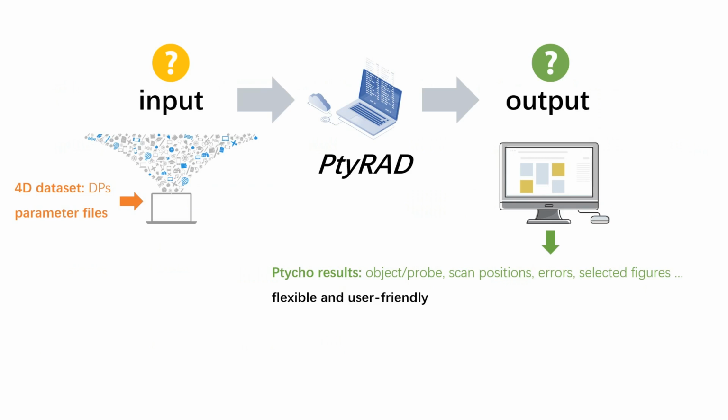Okay, to summarize, for input, you set the raw data and output directories in the parameter file and then specify the parameter file path in the running script. PtyRAD will then generate the reconstruction result in your target output folder with the exact contents based on your own preferences. It's highly flexible and user-friendly.